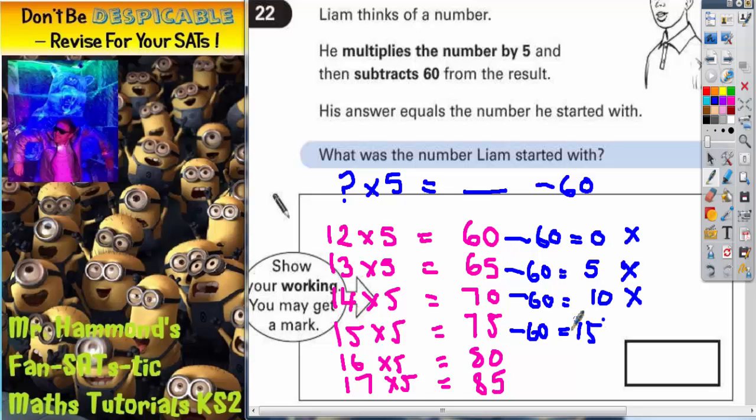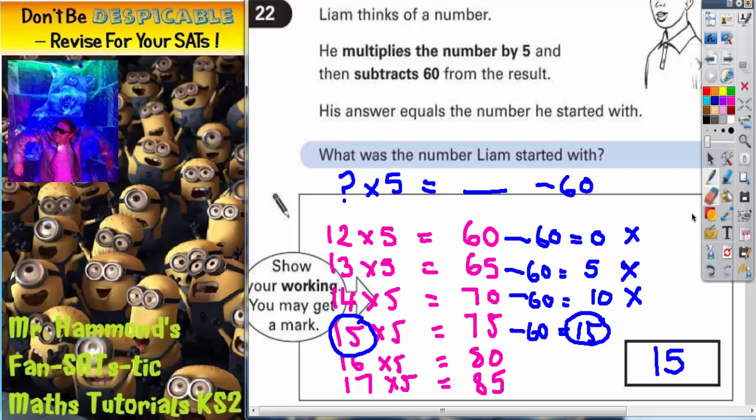And if we look here, 15, that is the number we started with. 15 times 5 gives us 75. Take off 60, that gives us 15. So we've solved this. We've got back to the number we started from. We've got the answer of 15.